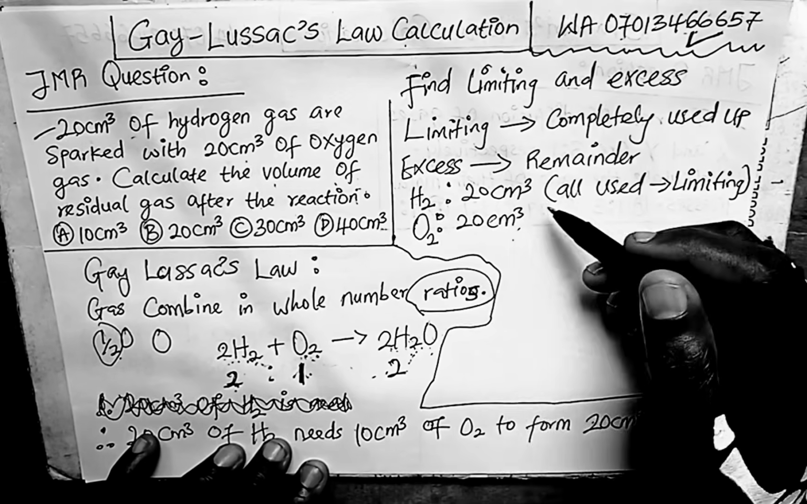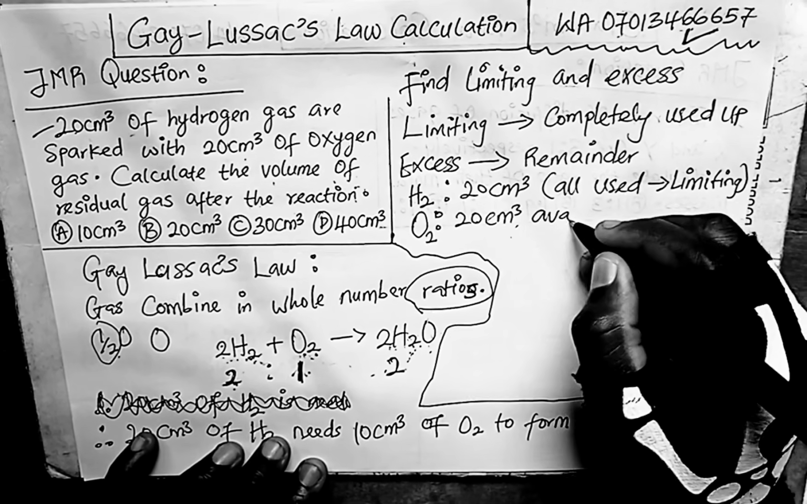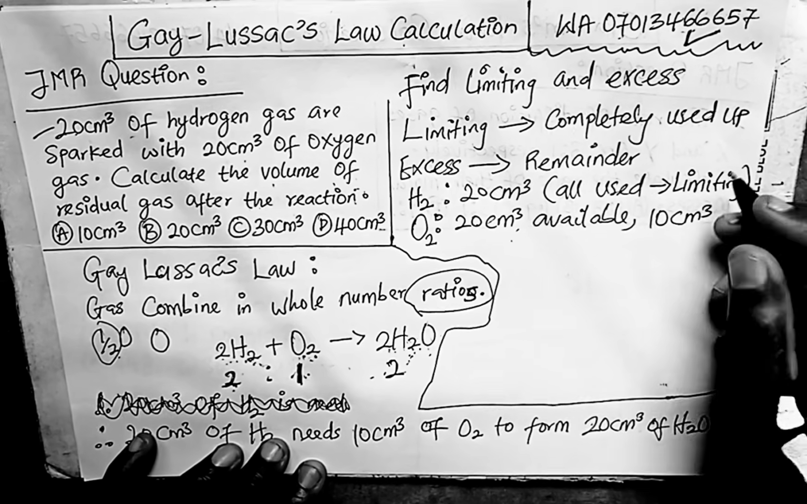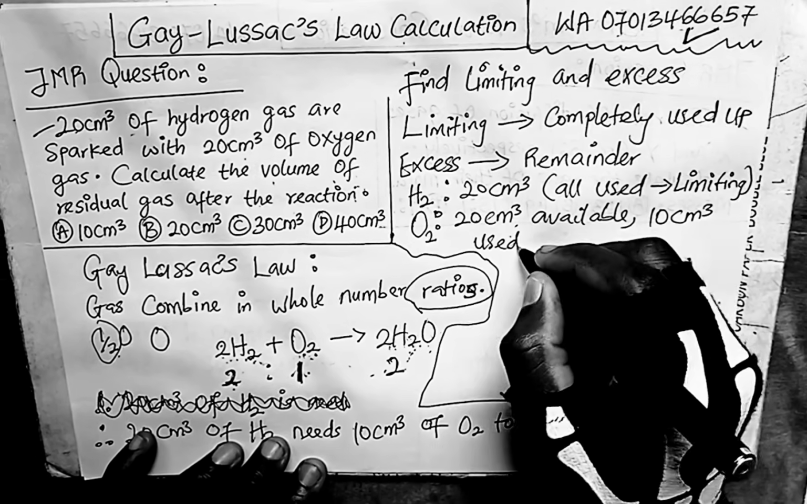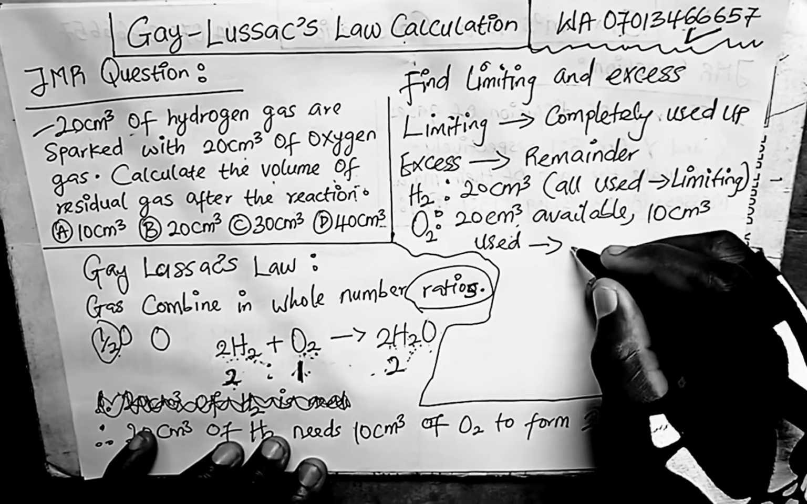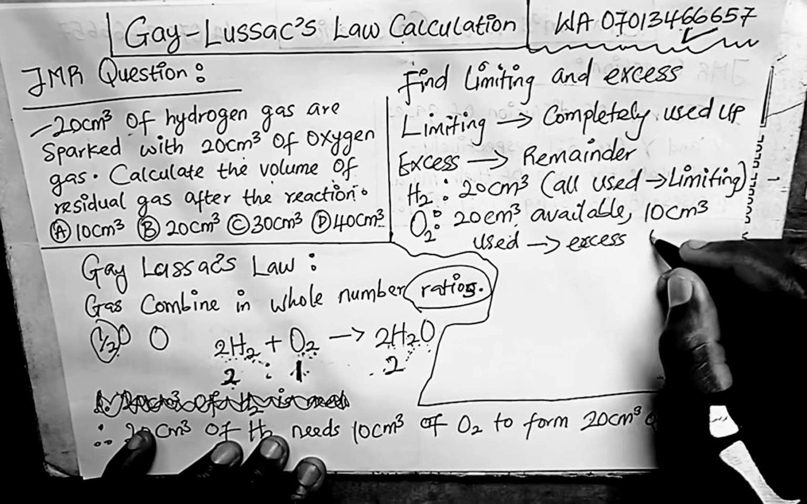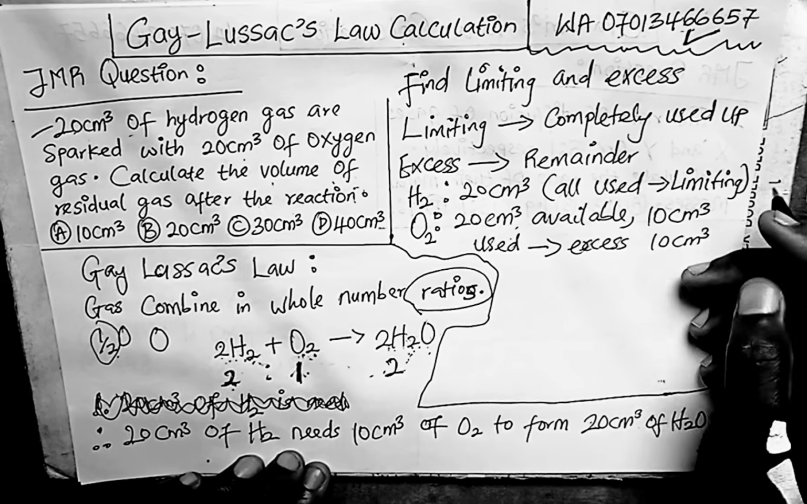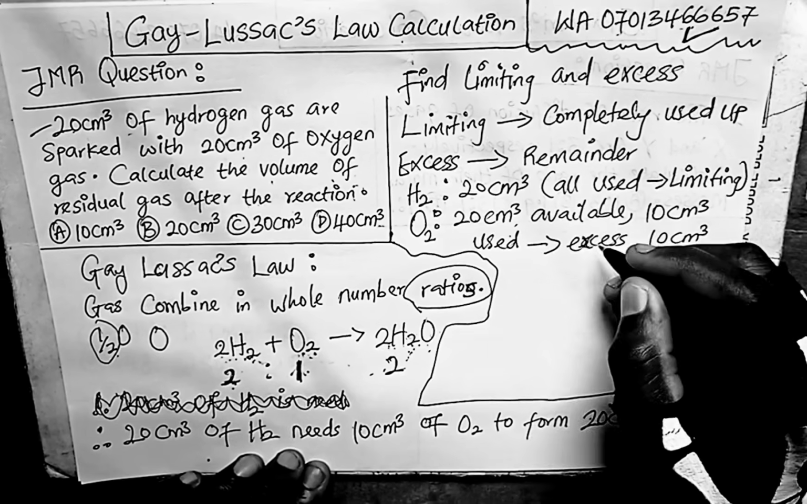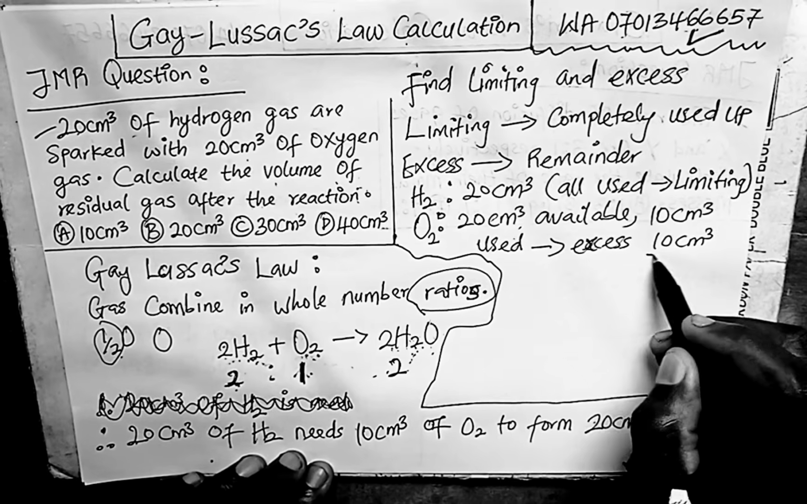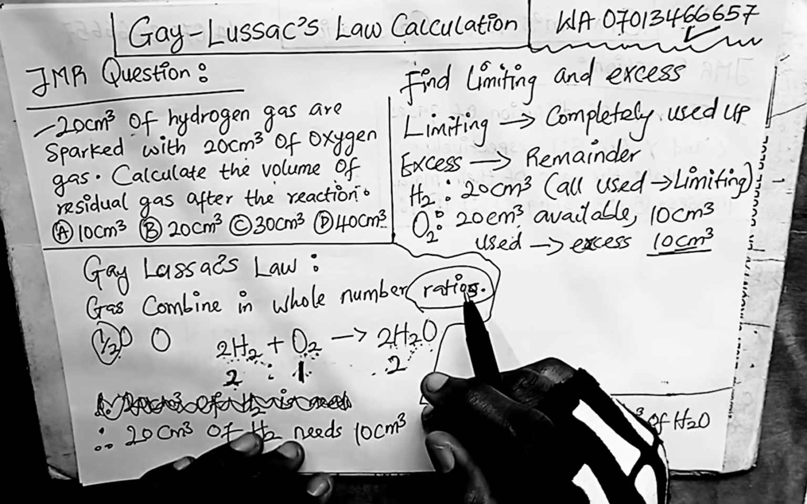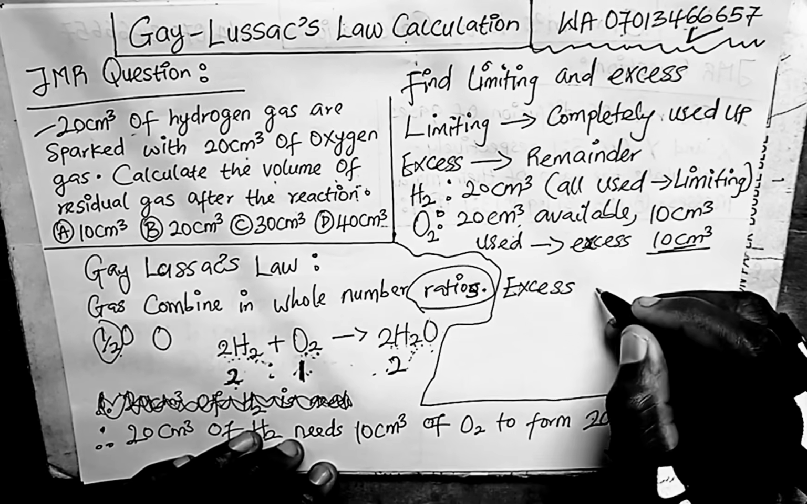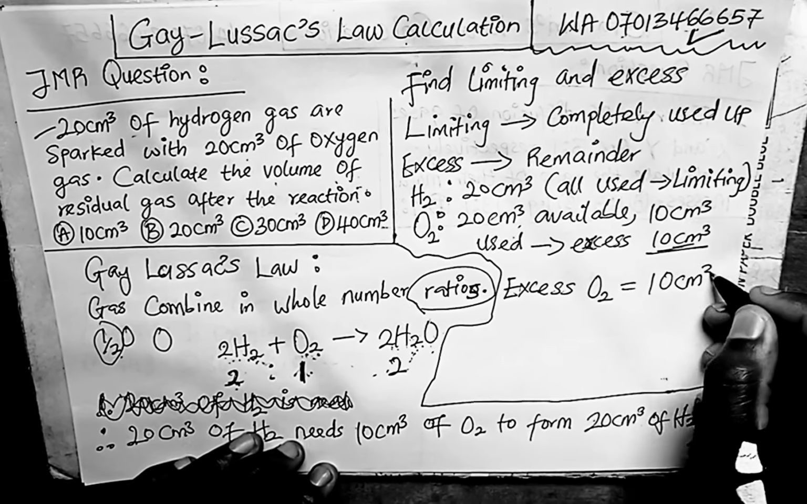Okay, so 20 cubic centimeter is available, but inside this 20 cubic centimeter available, only 10 cubic centimeter was used. Therefore we have excess of what? 10 cubic centimeter of oxygen gas. All right, so that shows that this one is the excess. So what does that mean? It's very easy. The excess oxygen is equal to 10 cubic centimeters, as simple as ABCD.